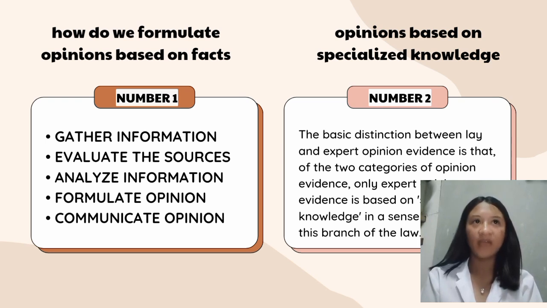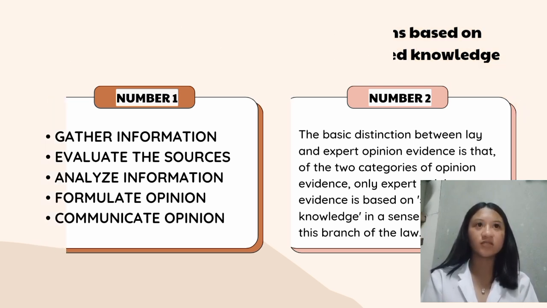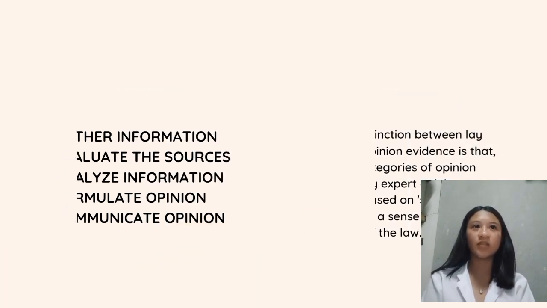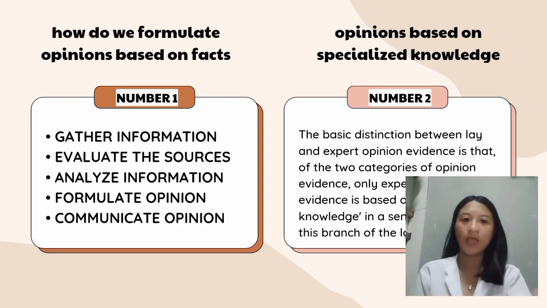Number 2. Evaluate the sources. Assess the credibility and reliability of the sources you have collected. Consider the author's credentials, the publication's reputation, and whether the information presented is supported by evidence. Number 3. Analyze the information. Examine the facts and data you have collected and identify patterns and trends. Consider the implications of the information and how it relates to your topic.